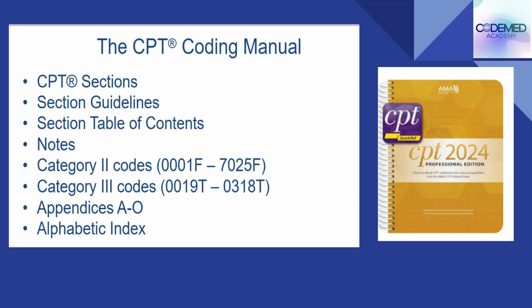So let us have a walkthrough of the CPT coding manual. It has a CPT section, the section guidelines, section table of content, then the introduction to category 2 codes, category 3 codes, appendices and alphabetical index. So we are going to see one by one how the CPT code book looks.